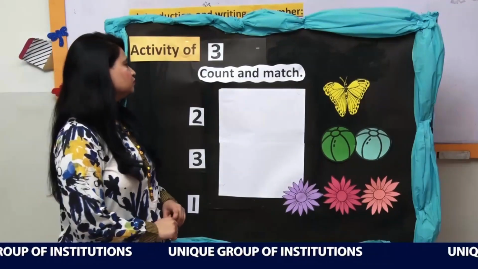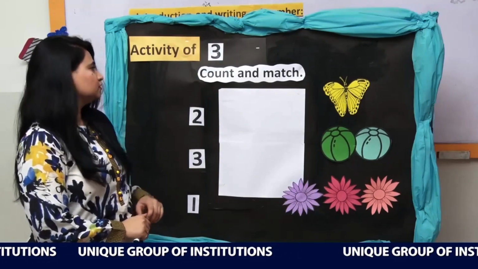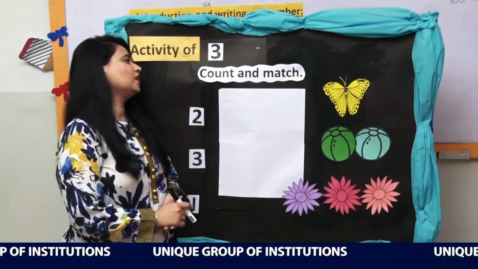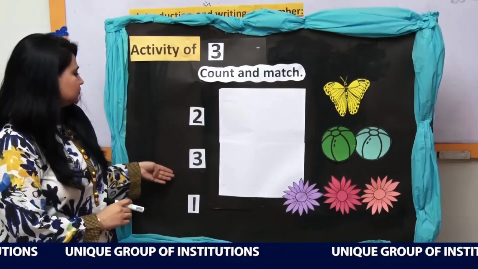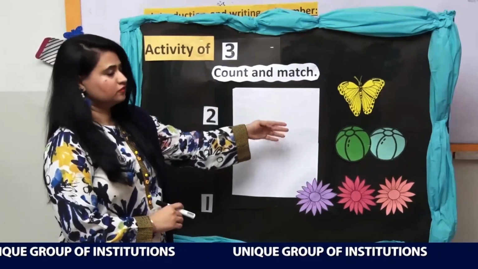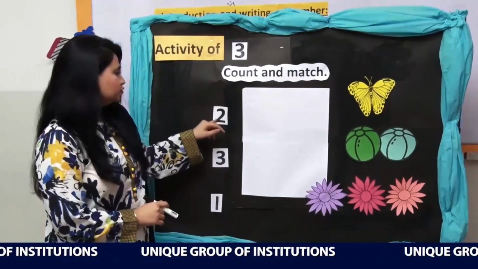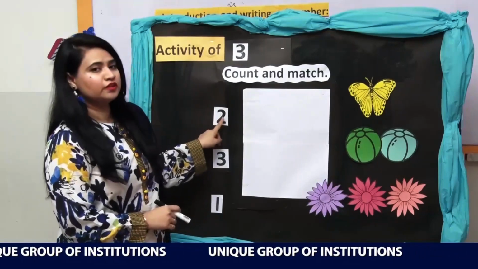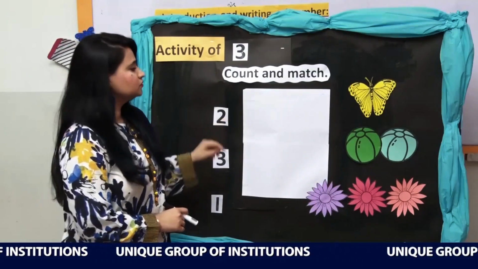What do we have to do? Let's read the statement. Count and match. Here we have some numbers and some pictures. This is number 2. Now we have to match this number with the objects.